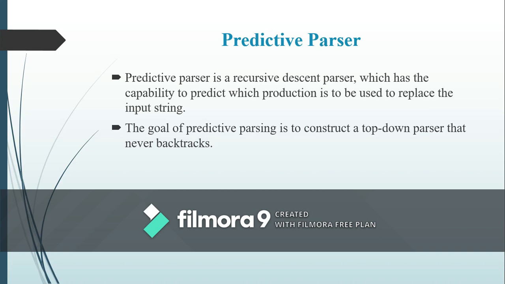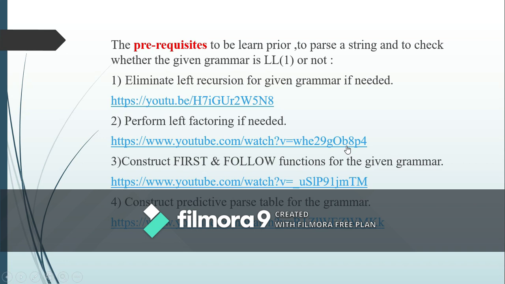The goal of predictive parsing is to construct a top-down parser that never backtracks. We said that predictive parsing is a non-backtracking technique. So, the goal is to construct a top-down parser which never backtracks, to parse a string, and to check whether the given grammar is an LL(1) grammar or not and whether the string is accepted by the predictive parser or not.